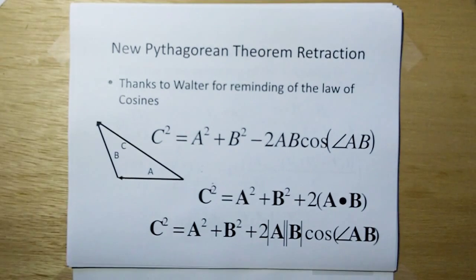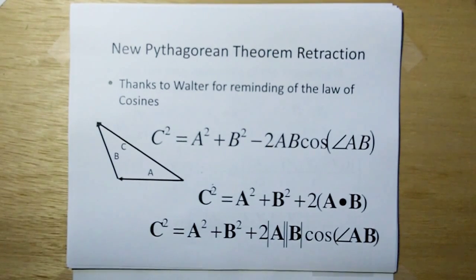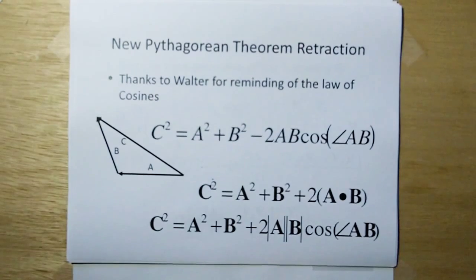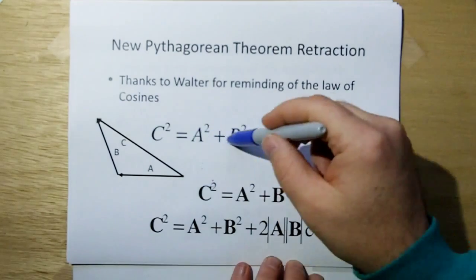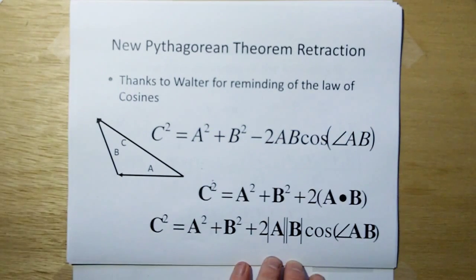And here's a new Pythagorean theorem retraction. Thanks to Walter for reminding me of the law of cosines. I totally forgot about that. I haven't used that in like 25 years maybe. So there is a thing out there called the law of cosines, which is this. It's a non-vector equation. It's just a magnitude equation.